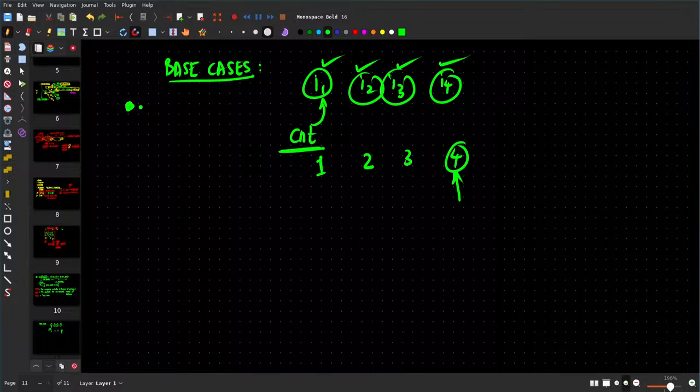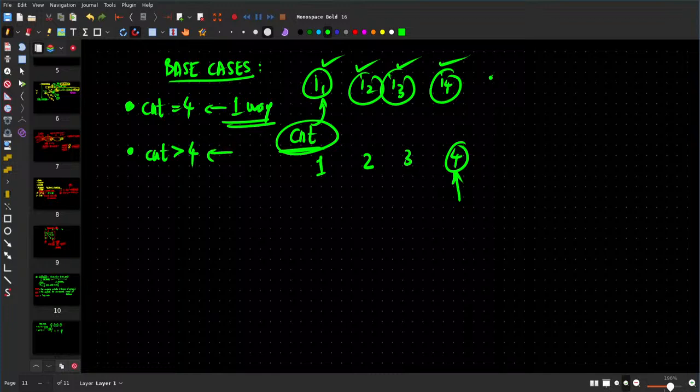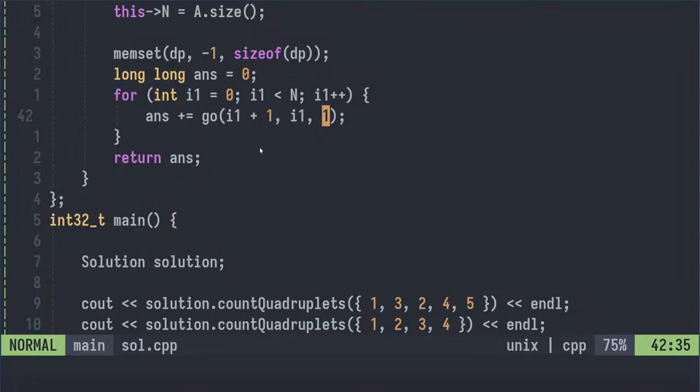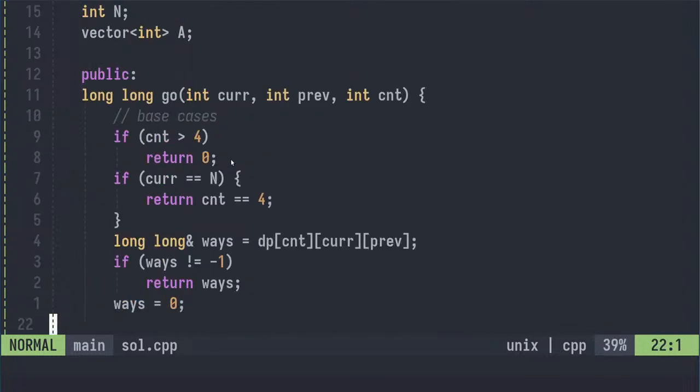So this count, if it is 4, that means we have found out one way from the solution. And if it would have been greater than 4, then that means we have chosen some value for I5, and which is not something that we want to consider. So there we have written 0 as you saw in this code.